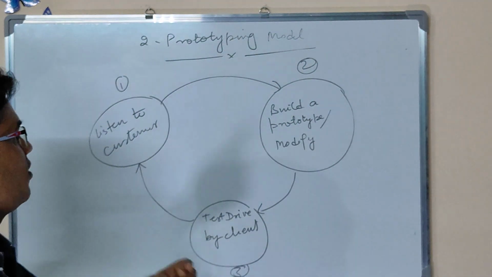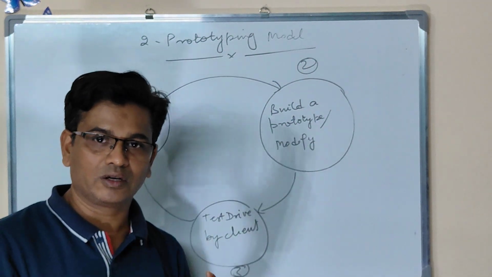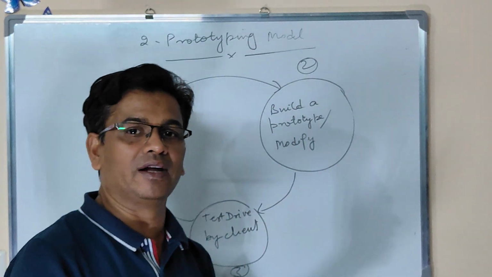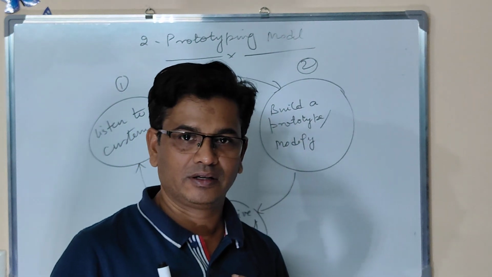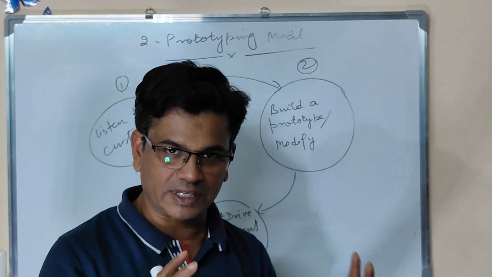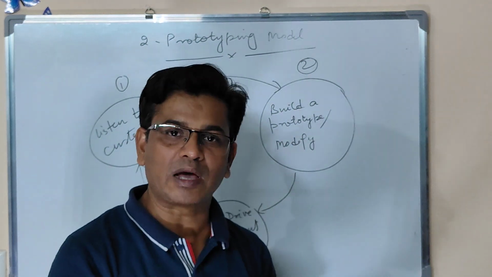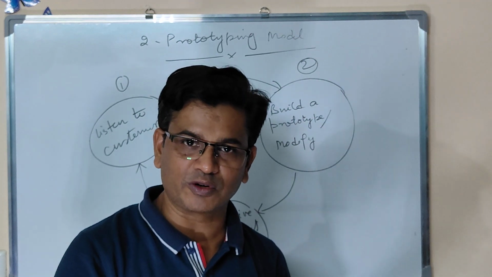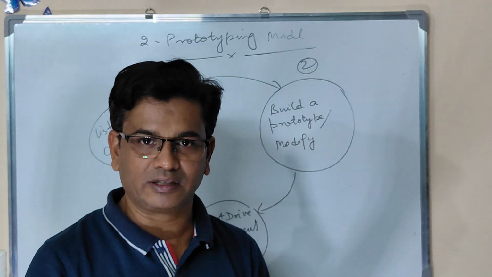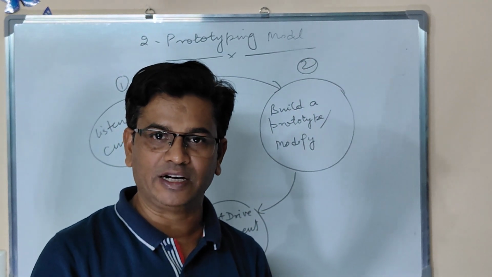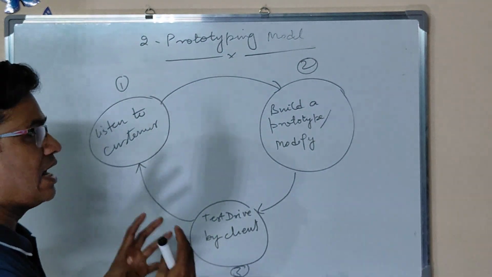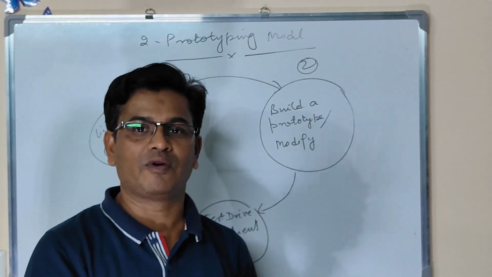So after a number of iterations, there will be a situation where the client will say, now it's a final prototype from my end. This is the final set of functionality. I'm approving this prototype, and now this prototype contains all the requirements, and those requirements are already verified by the end user.